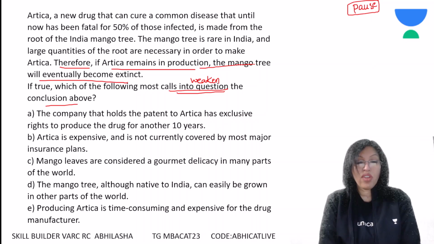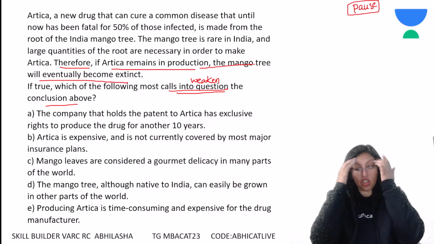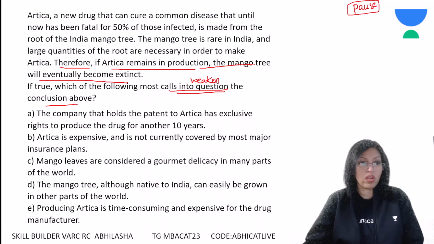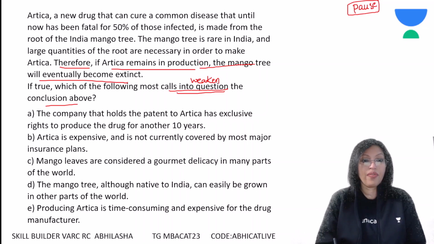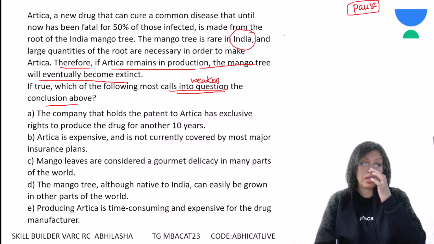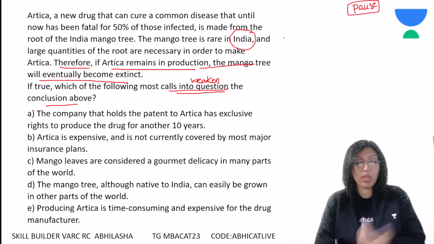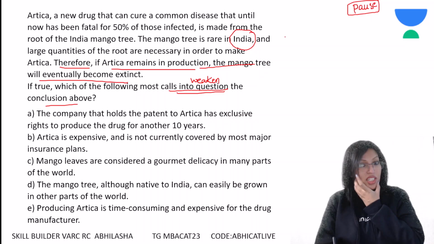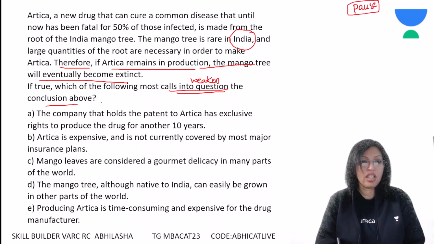But is it rare everywhere else in the world? So immediately this struck me. Is it rare everywhere else in the world also? Or is it just rare in India? So is it possible that I grow this elsewhere? Or is it possible that I can grow it in big numbers in India itself? Possibility. So here is something that if I can find, I will be able to weaken this argument. So let's take a look.